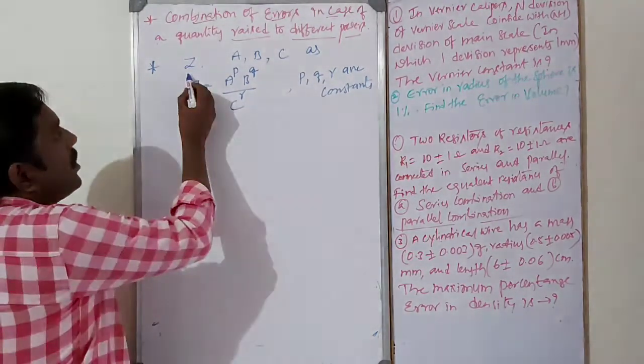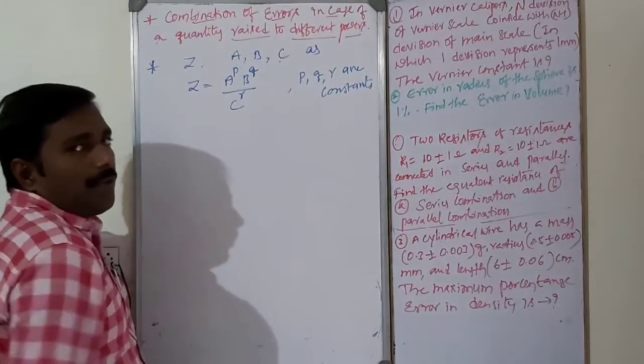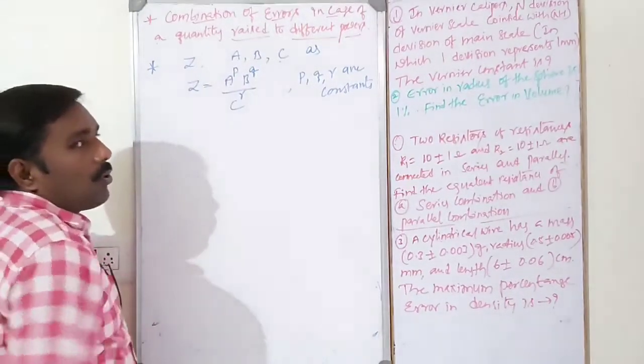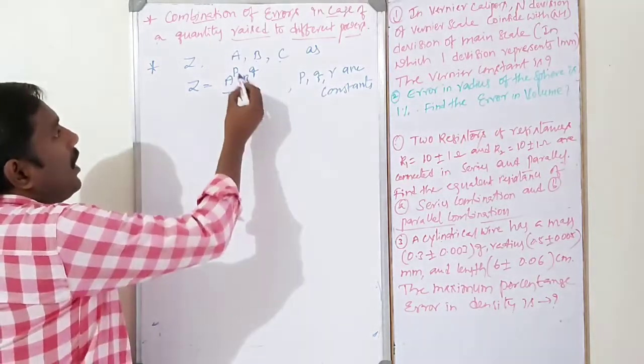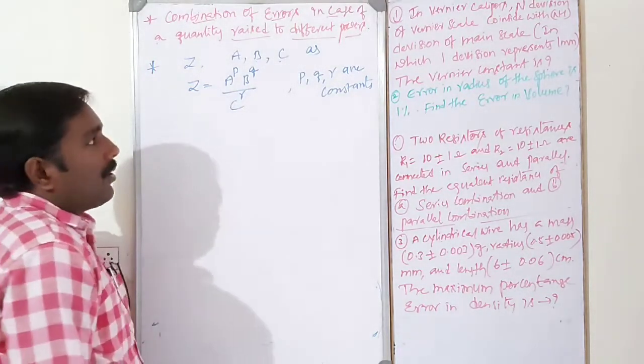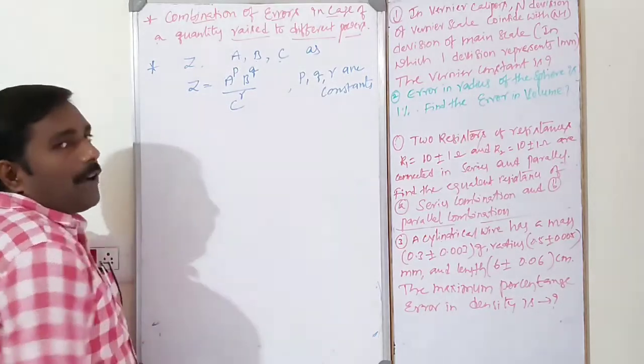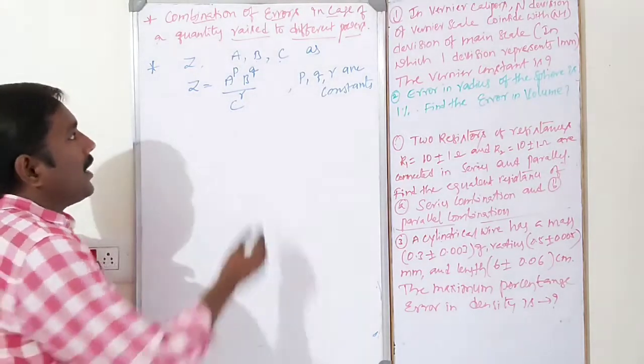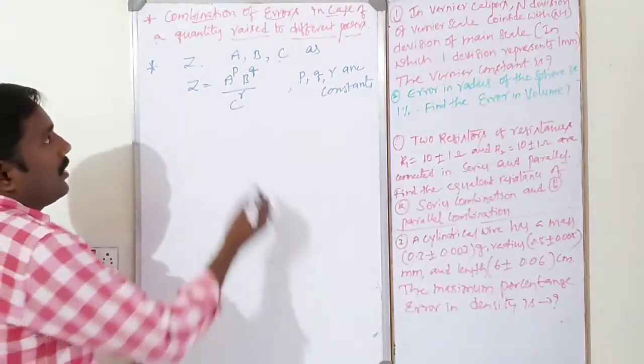So, dear students, Z, A, B, C are variable quantities, that is four physical quantities, and P, Q, R are constants. So, how to find out the percentage error in this case? Okay.